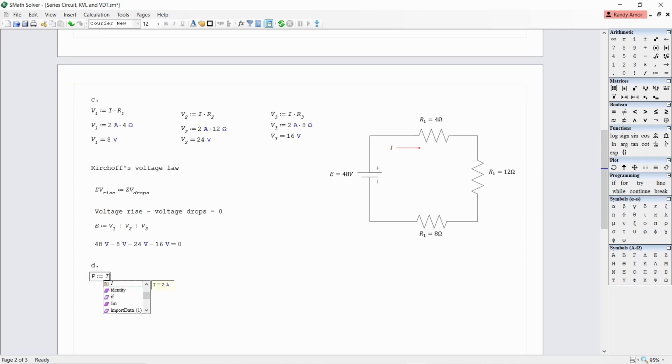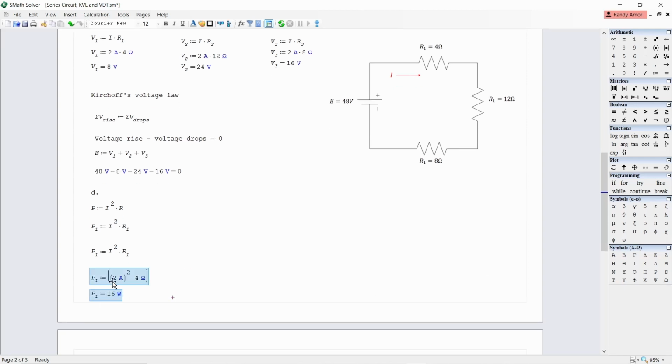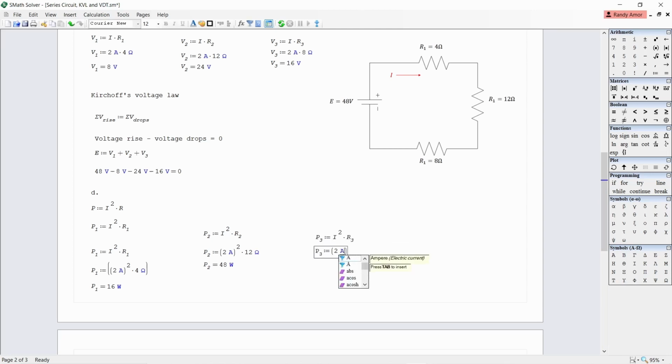For letter D, the power absorbed by each resistor can be calculated using the formula P is equal to I squared R. So therefore, P1 is equal to I squared R1. P1 is equal to 2 amperes squared times 4 ohms, or equal to 16 watts. P2 is equal to I squared R2, which is equal to 2 amperes squared times 12 ohms, or 48 watts. And for P3, which is equal to I squared R3, P3 will be equal to 2 amperes squared times 8 ohms, which is equal to 32 watts.